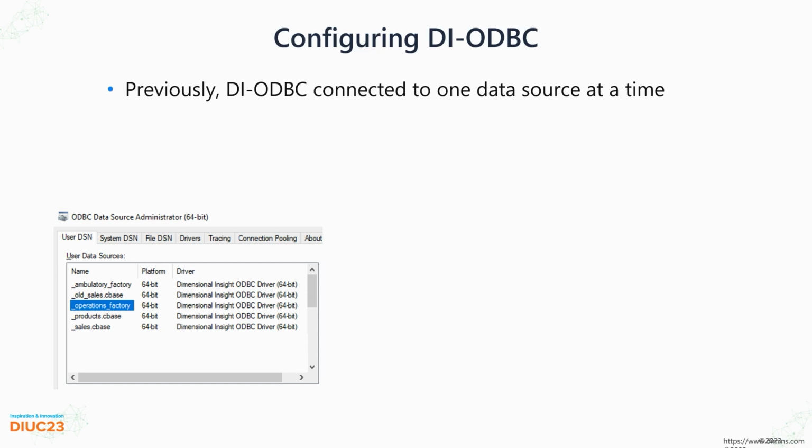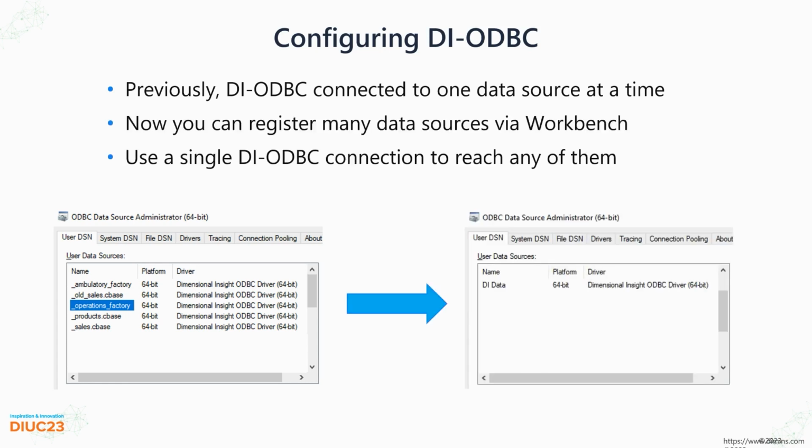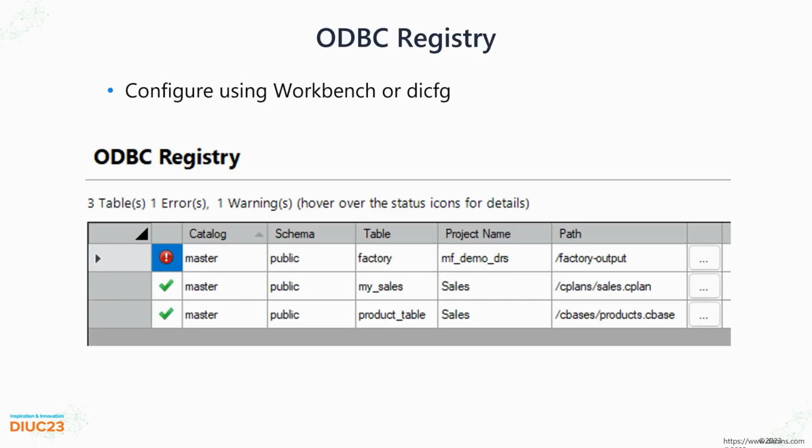Previously, you would define one DSN in Windows or your system for each particular table, cbase, cplan, or factory you want to connect to. Now you can define just one DSN and use Workbench to do that work as you need to. So you can define in the ODBC registry in server settings a particular virtual table. The factory virtual table, when you select against it via ODBC, will pull data out of this particular factory. When you select against the product table, you're actually talking to the product cbase in the sales project. We're hoping this makes life just a little bit easier when using DI ODBC.